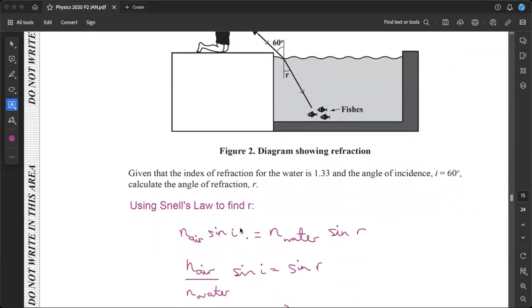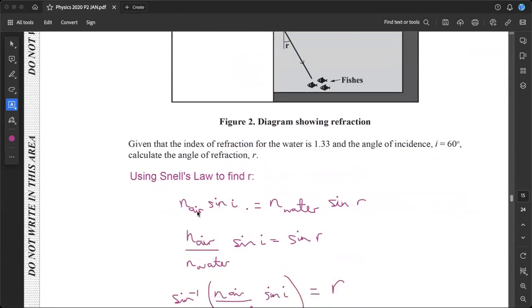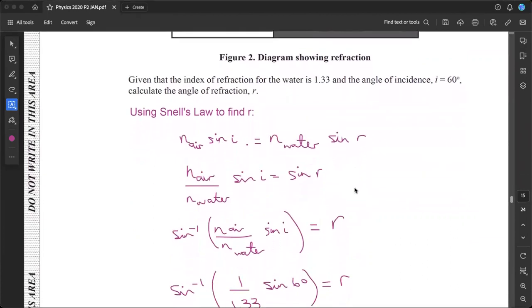Right? And so this is just pretty much Snell's law in words. So the refractive index of air times the sine of the angle of incidence is going to be the refractive index of water times the sine of the refracted angle, right? Angle of refraction. So what we're doing essentially is just rearranging this equation up here to make sine of r the subject, and that's what we did here.